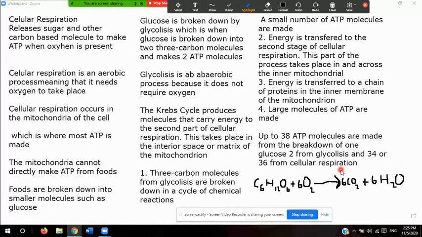So there you have it, guys. This is a very brief summary of what cellular respiration is.